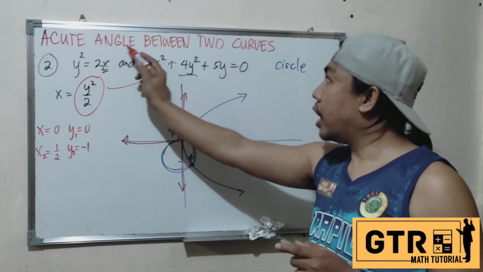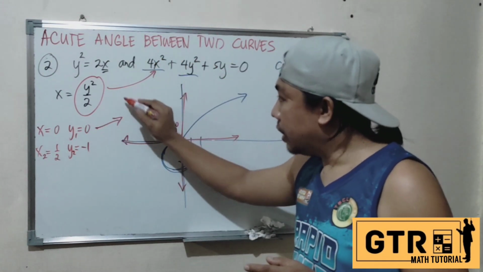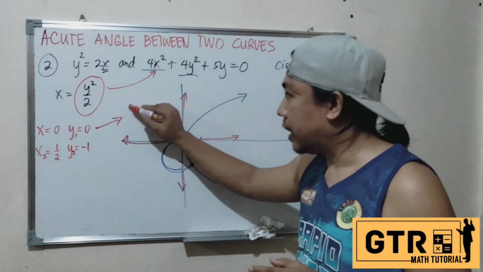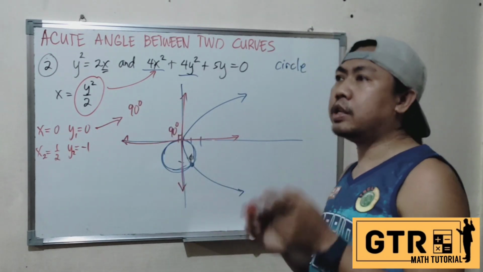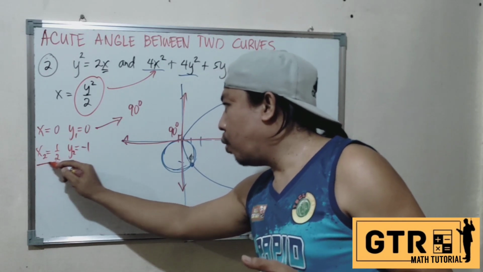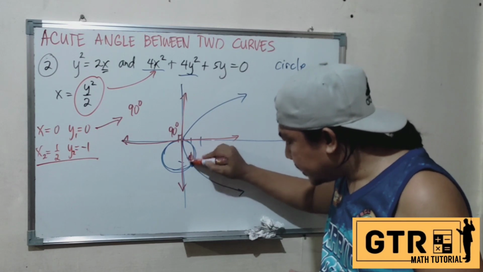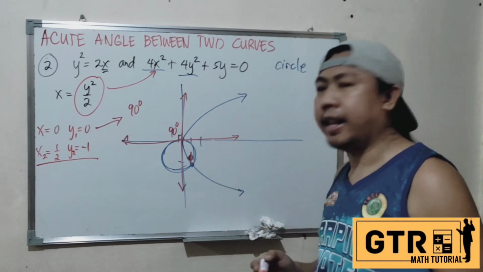And we are looking for the acute angle. So the angle at this intersection is 90 degrees. Therefore, we will solve for the acute angle at this point of intersection, 1 half and negative 1. So we're looking for the value of this acute angle.